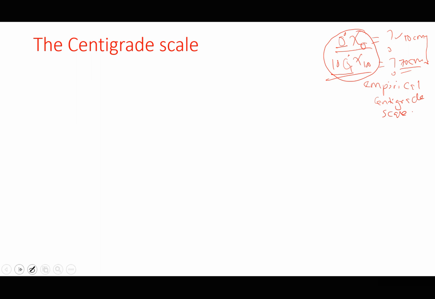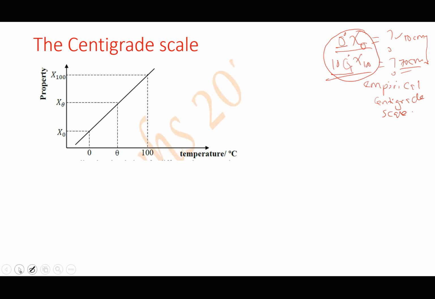So I can sketch a graph of the property against temperature. Remember, I have measured the property at 0 degrees Celsius and I've called it X naught. I have measured the property at 100 degrees Celsius and I've called it X100. Because I'm assuming that the property varies linearly, I can just use these two points to draw a straight line. And if I draw a straight line, I can always use that straight line to determine any other temperature. So I have established what I have called a centigrade scale.